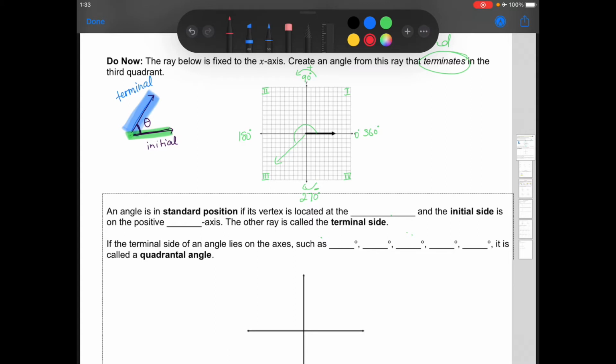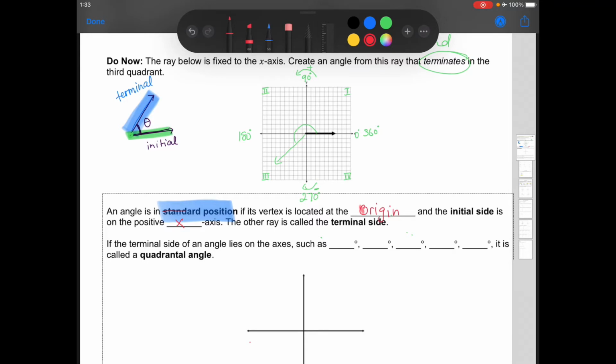An angle in standard position. Keywords, we need to understand this, because the minute I say standard position, that means that my initial ray is glued to the x-axis and I'm going in counterclockwise direction. Its vertex is located at the origin, right, we talked about it a little, and the initial side is on the positive x-axis. The other ray is called the terminal side.